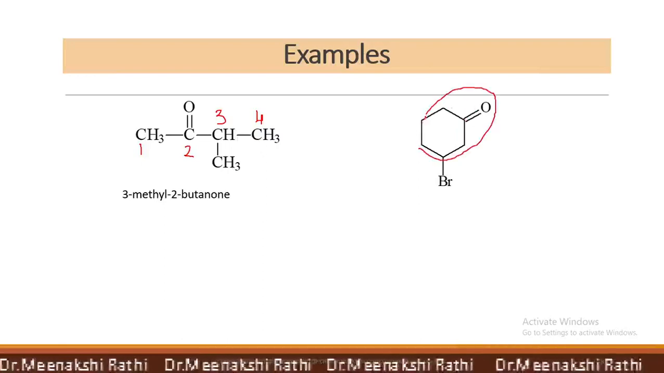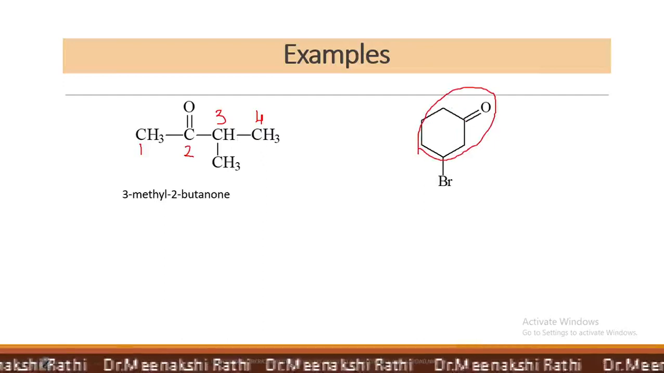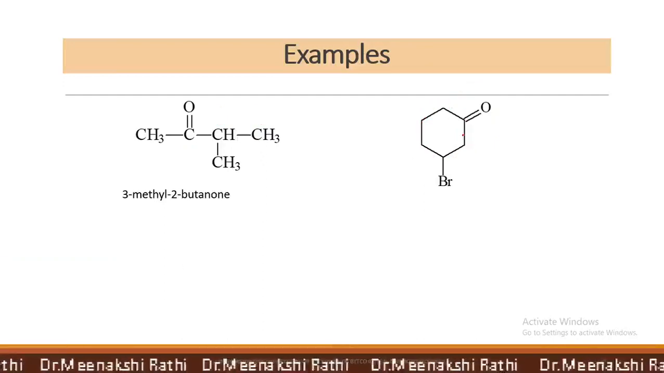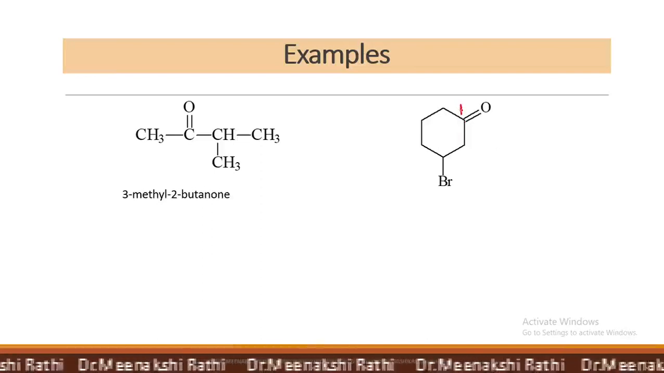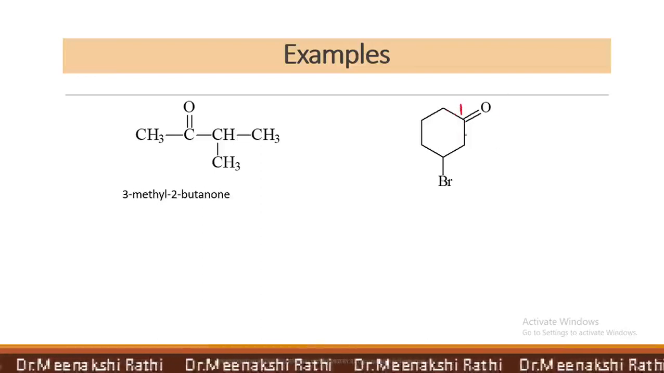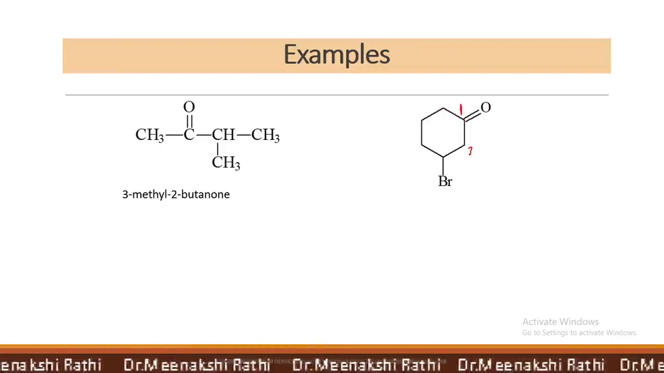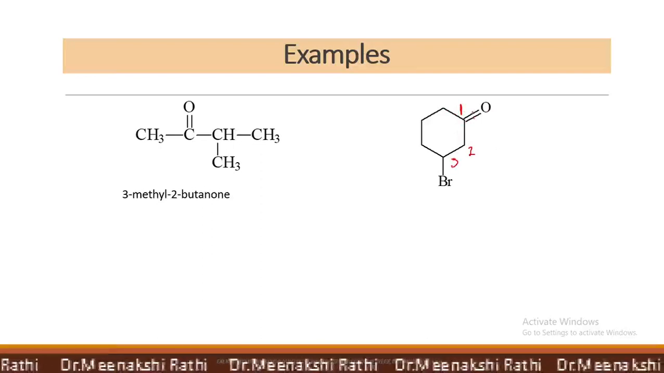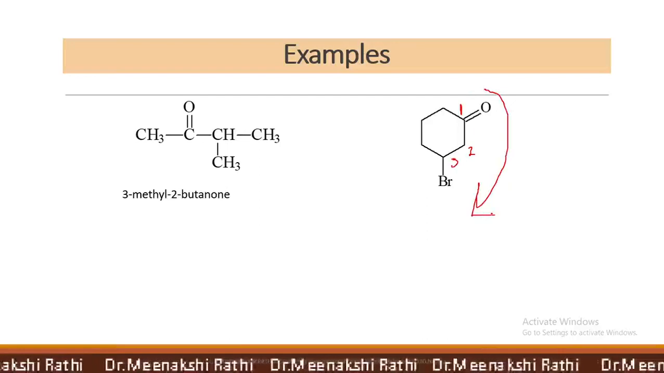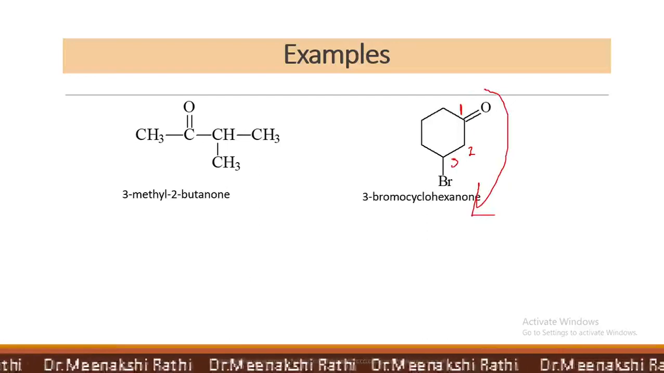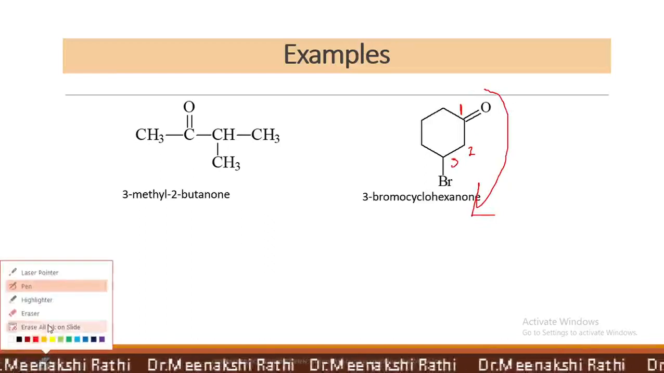Another example. Here, it is cyclohexanone, and to this cyclohexanone, bromine is attached. Always give the number one to the carbonyl group in the cyclic ketone. We need to give 1, then 2 and 3 because from this side it is closer. So it is 3-bromocyclohexanone.